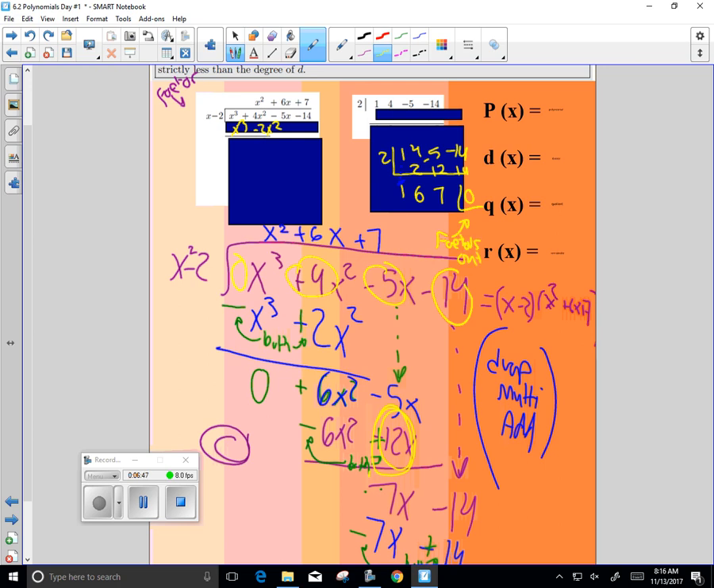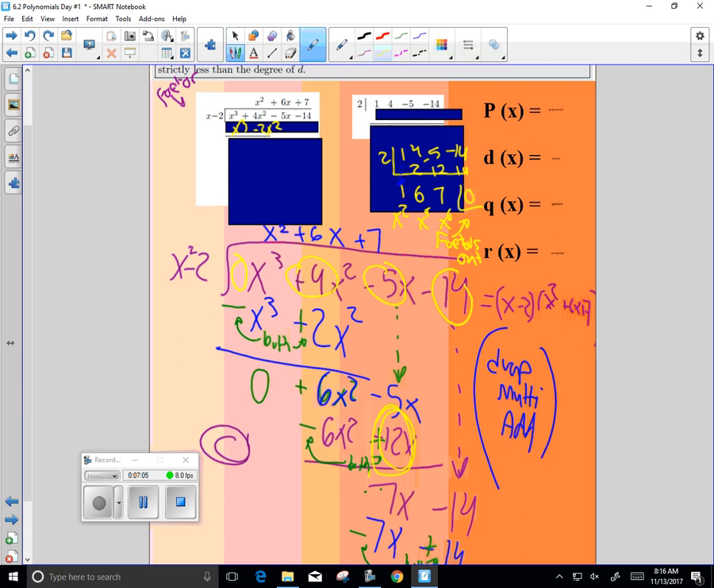Notice that this answer is going to be your x squared, x to the 1, x to the 0. This is going to be x squared plus 6x plus 7. And that's how you do long division and how you do the synthetic.